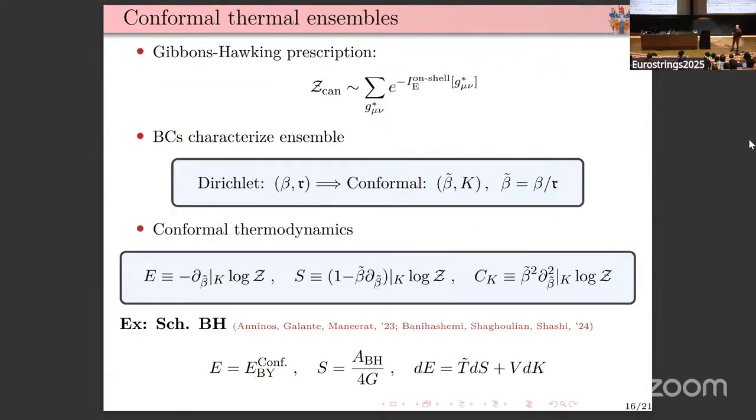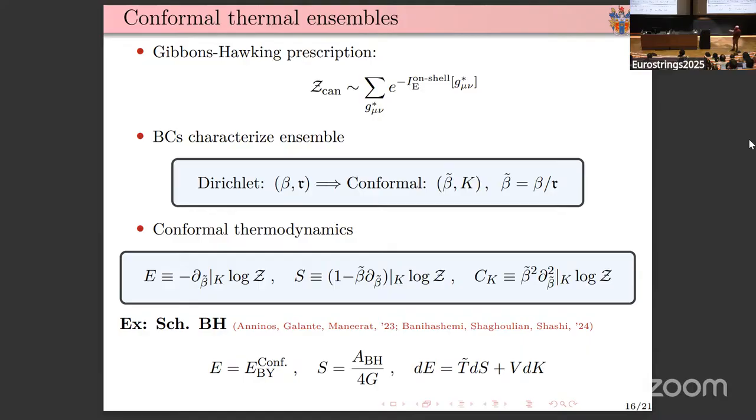Okay, so back to Euclidean gravity with conformal boundaries. We can now just use the usual Gibbons-Hawking prescription. We have the canonical partition function expressed in a stationary phase approximation in terms of just this on-shell action. The boundary conditions, just like in the Dirichlet case, will give us a new type of thermal ensemble. For the canonical ensemble, the conformal canonical ensemble, what we fix is not the Tolman temperature, but we fix the so-called conformal temperature.